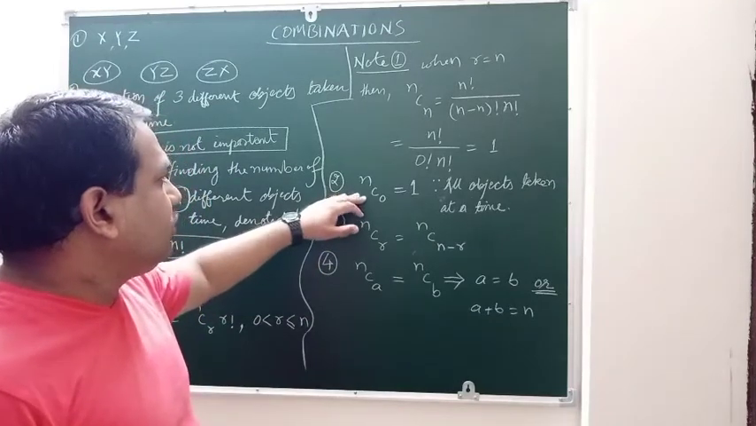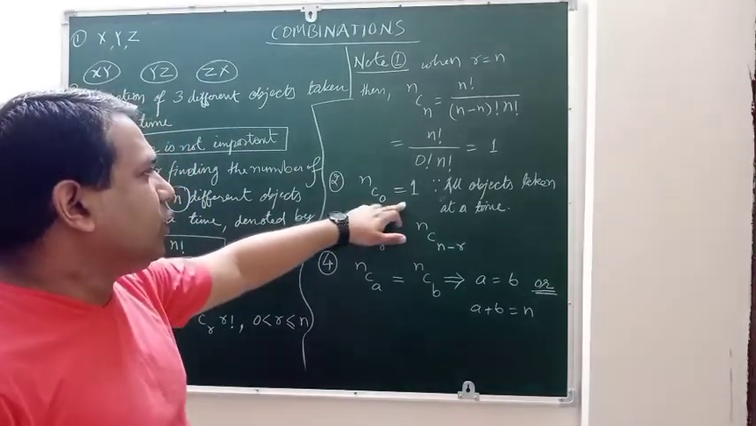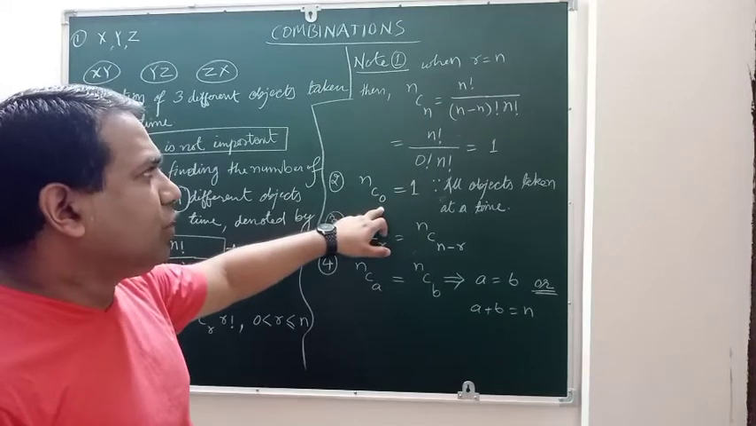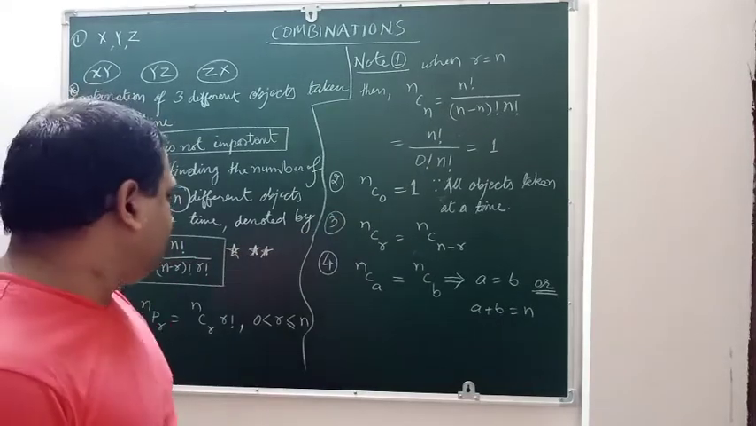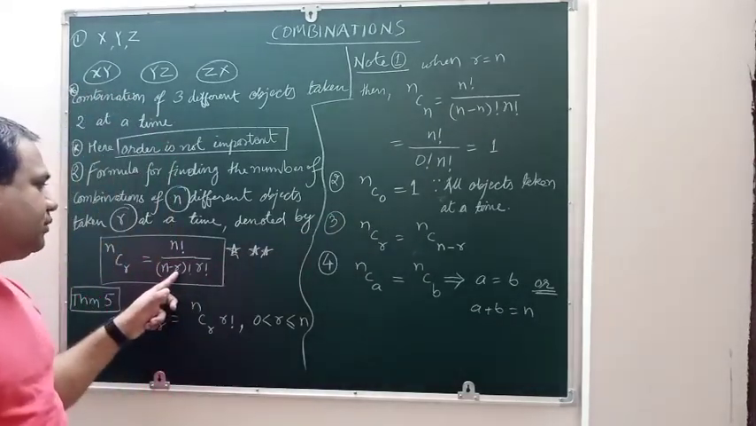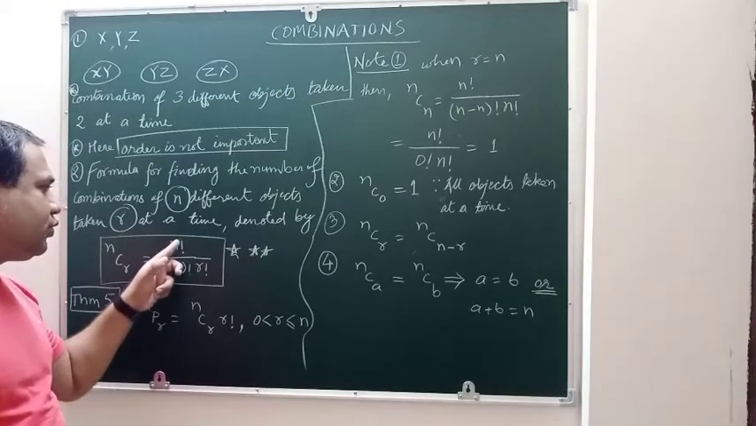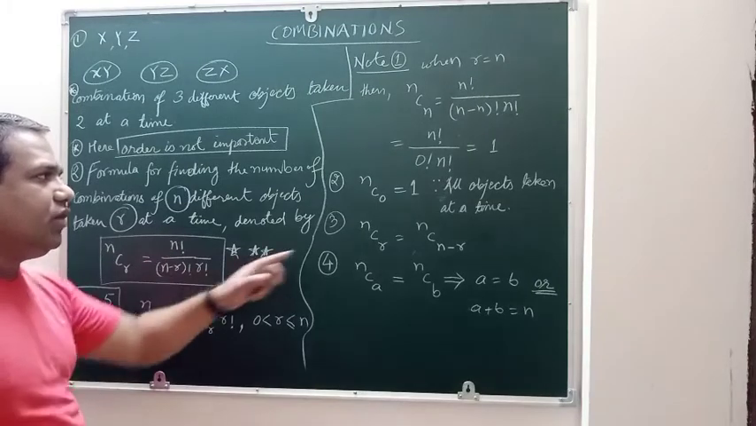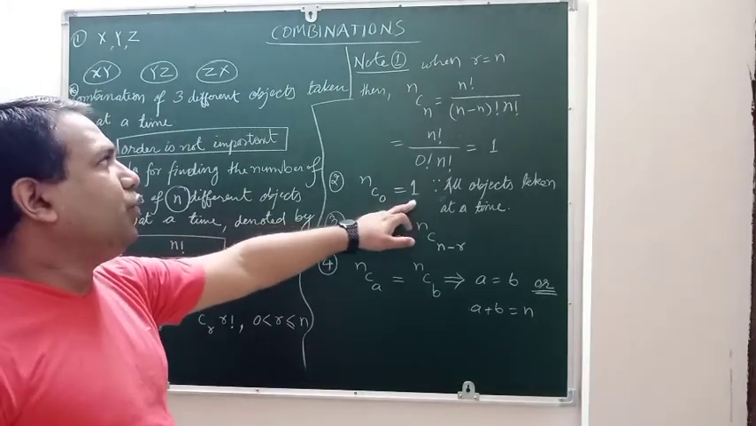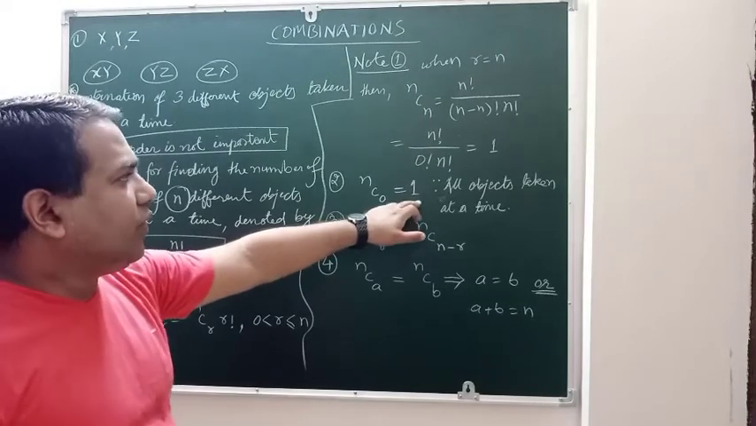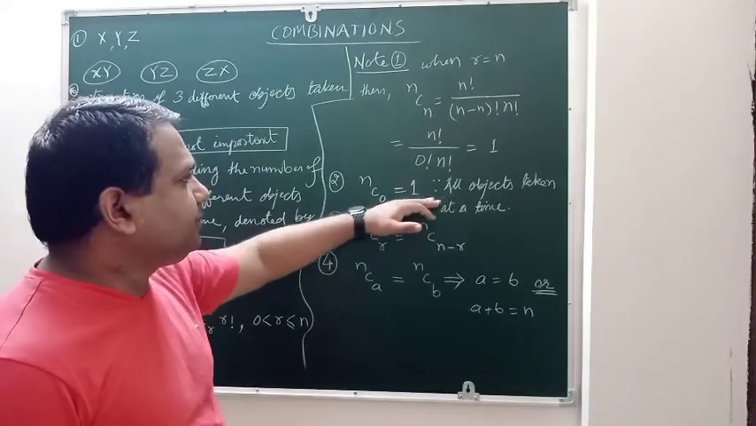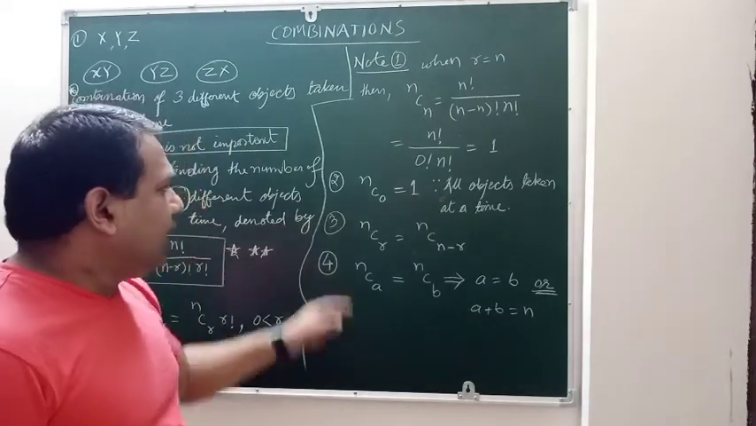Similarly, note number 2, that is nC0 is equal to 1. We can put 0 in place of r, so it becomes n factorial divided by 0 factorial times n factorial. 0 factorial gives us 1, so n factorial divided by n factorial will give us 1. So in both the cases, what we are having is 1.